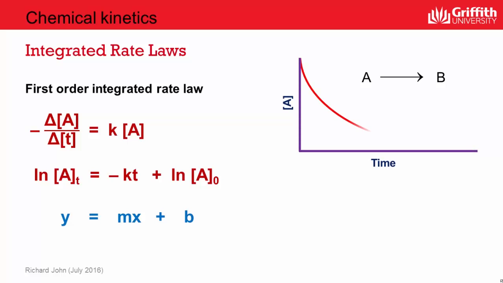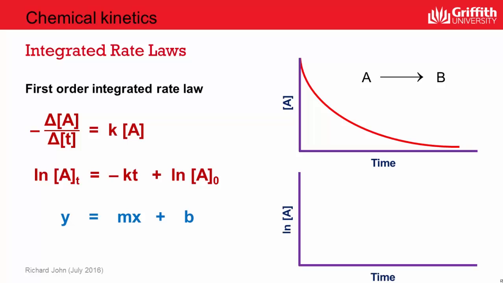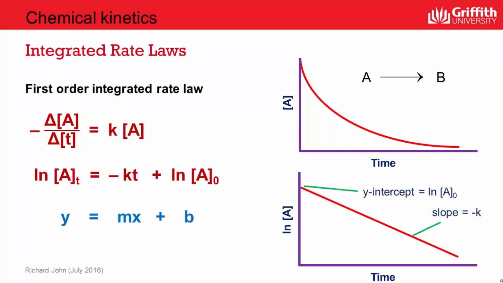And so while we see that for a first order rate process the concentration of the reactant A will decrease exponentially with time, if we were to plot the natural log of the concentration of the reactant A versus time, we would see a straight line relationship with a slope of minus k and a y-intercept equal to the natural log of the starting concentration of A.